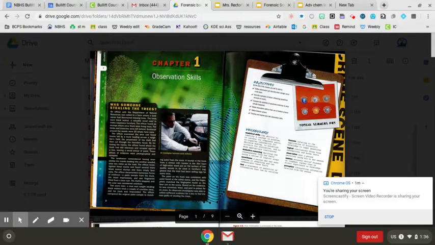So here is what your book looks like. You're going to get little files like this while we're on remote learning. In the classroom, you'd have an actual textbook with you. So the first page gives you kind of a little story or something that relates to the chapter, and then you have all the vocabulary. So you definitely need to know the vocab, right? So the vocab should definitely be in your notes.